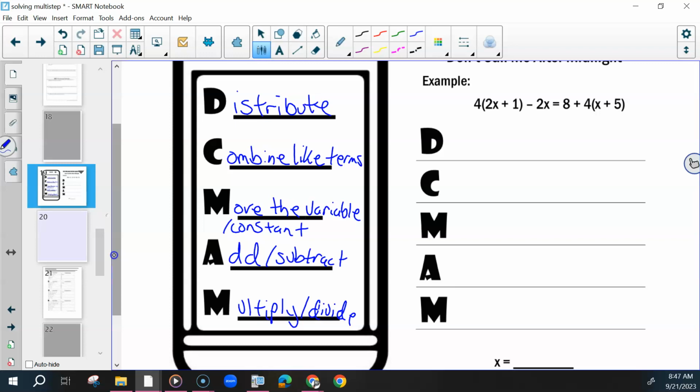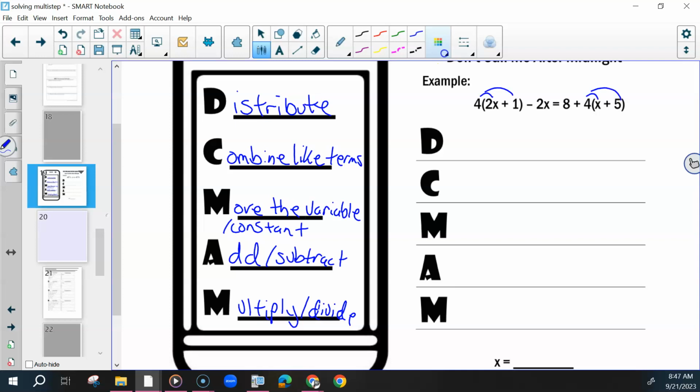So kind of the same steps as the last set of equations we were doing, but a little bit more because of that move the variable or constant. We kind of have to do both. In this case, we're going to show both steps, but later we'll be doing them both at the same time. So then step 1, distribute. We can do this on both sides.